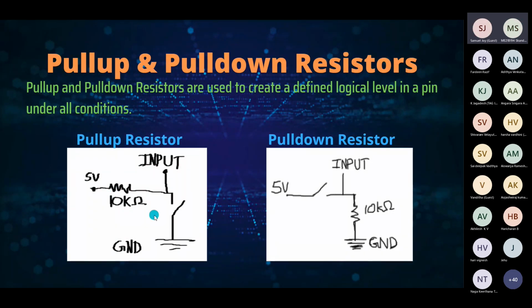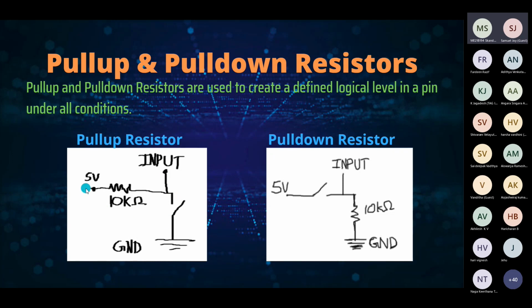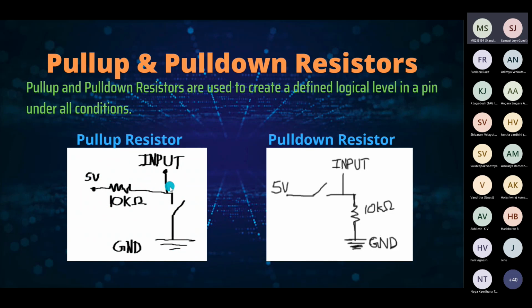thinking on the lines of a switch, if at all this resistor was absent, when the switch closes, the circuit is shorted, the 5 volt is directly connected to the ground, a high value current passes and your input device can get damaged. So in order to prevent that from happening, we use a high resistor.